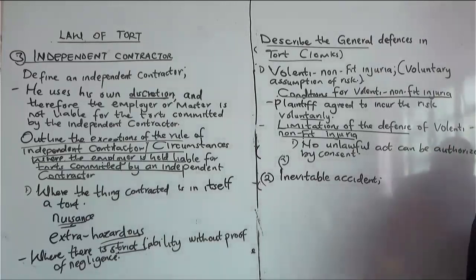despite reasonable care on the part of the defendant. I repeat, it's an injury caused to a person by an event that could not be prevented or avoided despite reasonable care on the part of the defendant.